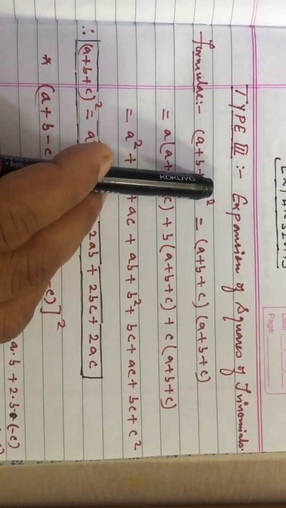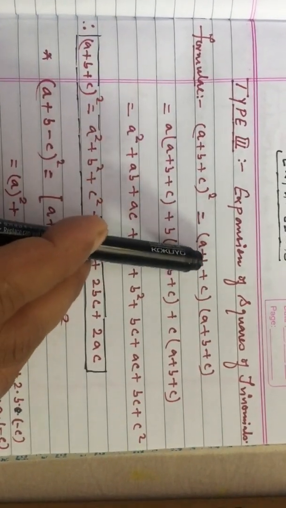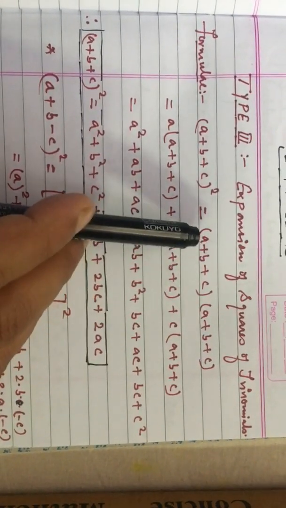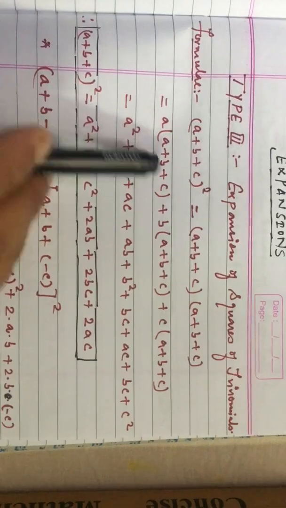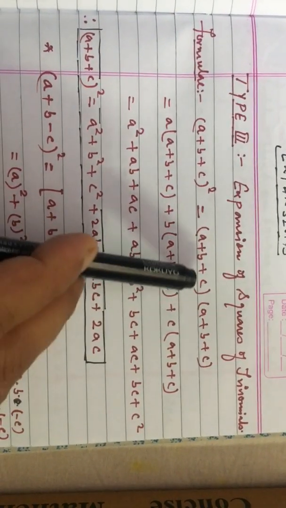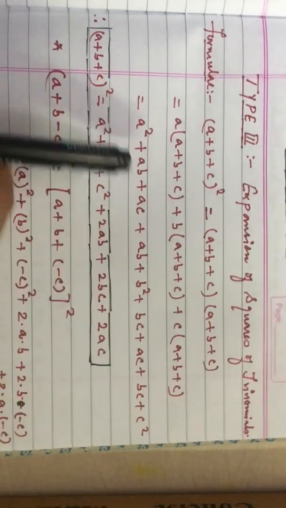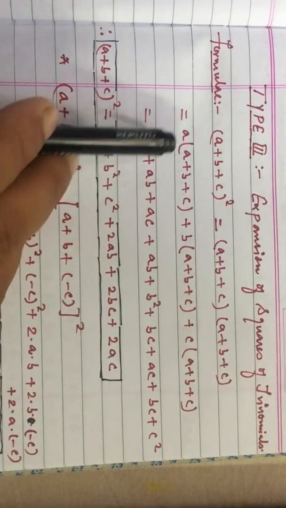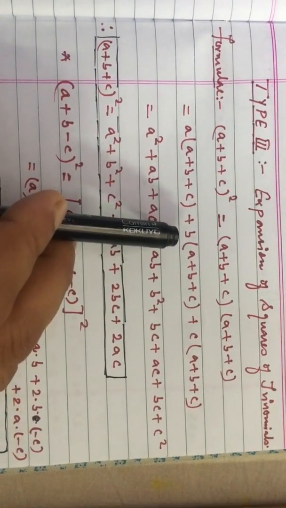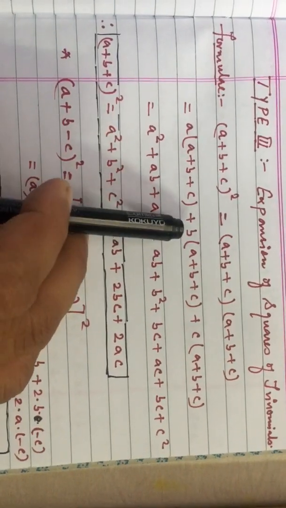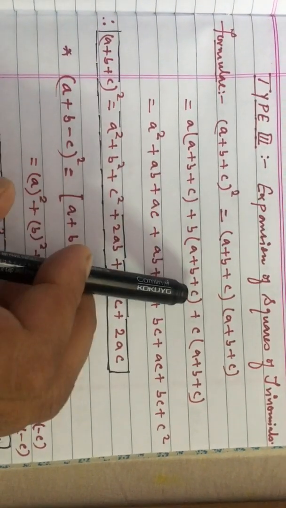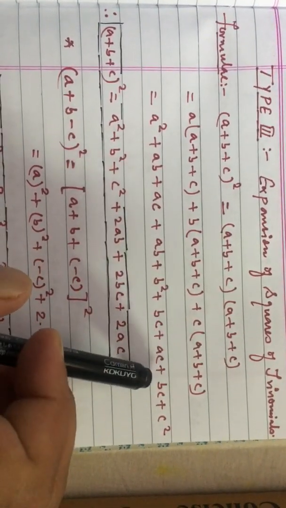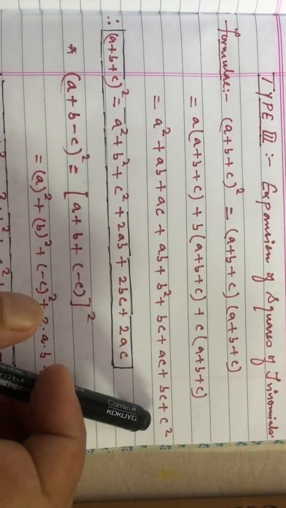A plus b plus c whole square, it means a plus b plus c we will multiply two times. The same bracket term I have written two times. Then a multiplied by the second bracket, b multiplied by the second bracket, and c multiplied by the second bracket. Now see individually, a into a, a square, a into b, ab, a into c, ac. Similarly in this bracket, b into a, ab, b into b, b square, b into c, bc, c into a, ac, c into b, bc, and c into c, c square.